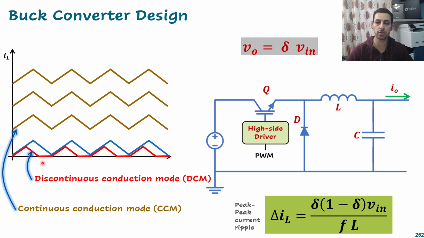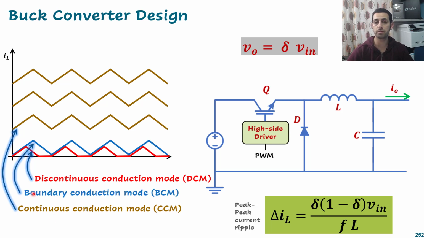Why discontinuous? Because the current going through my inductor is not always positive, and it's not always flowing through my inductor. The inductor charges during that period, and charges during that period, and before the next charging instant comes, it turns to 0. So this is called discontinuous conduction mode, and it happens when my output current is very low. Now we have discontinuous conduction mode and continuous conduction mode.